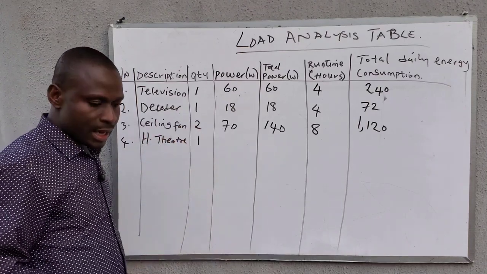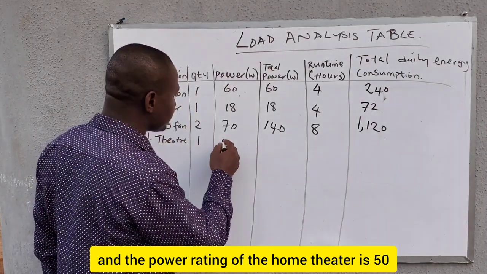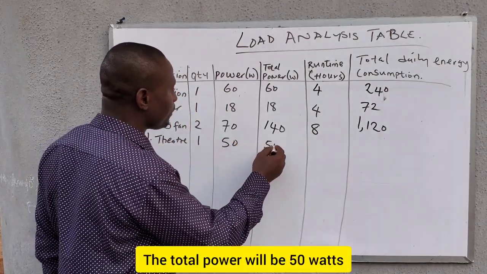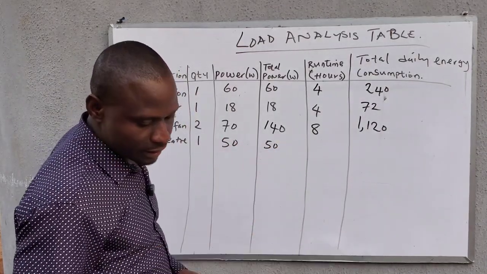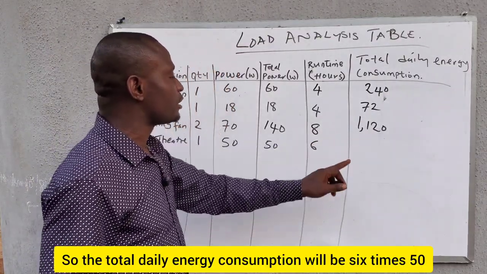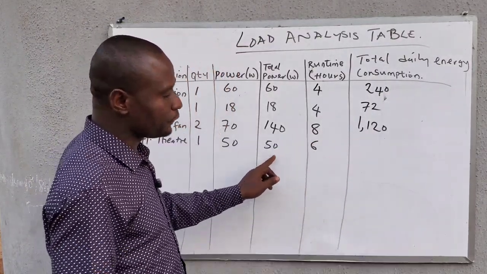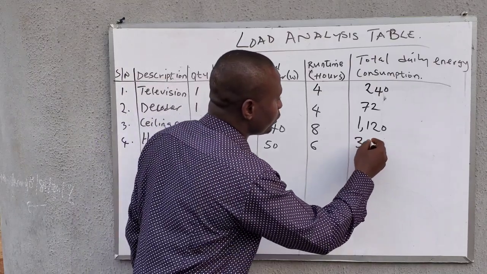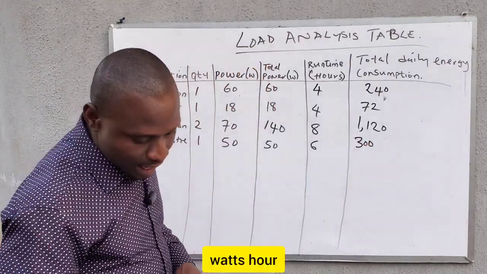This one, and the power rating of the home theater is 50 watts. The total power will be 50 watts. And he wants to use this home theater for 6 hours. So the total daily energy consumption will be 6 times 50, which is 300 watt hours.